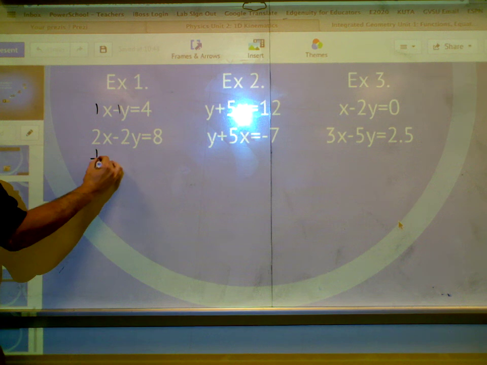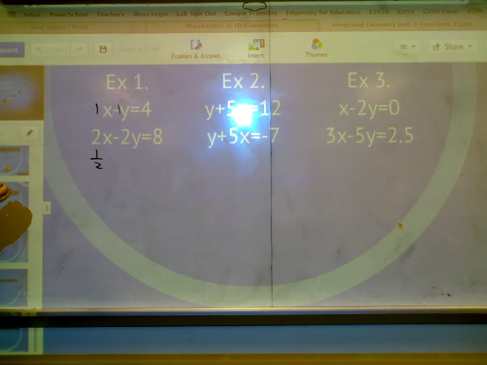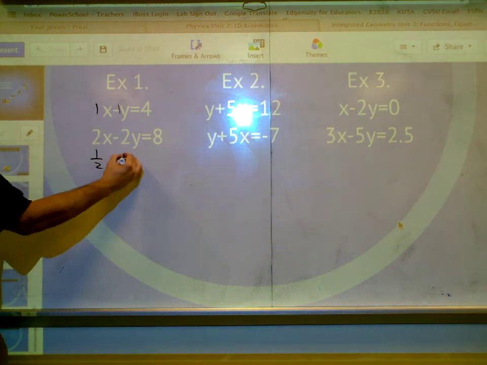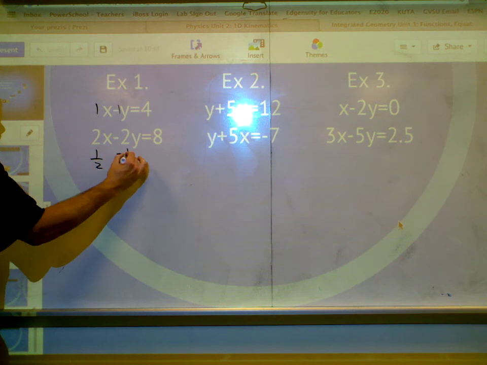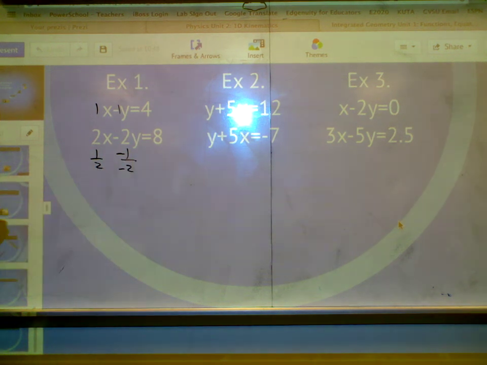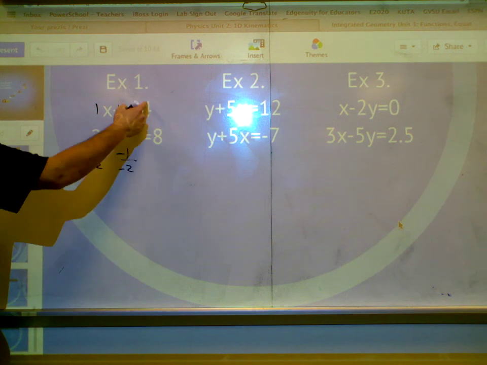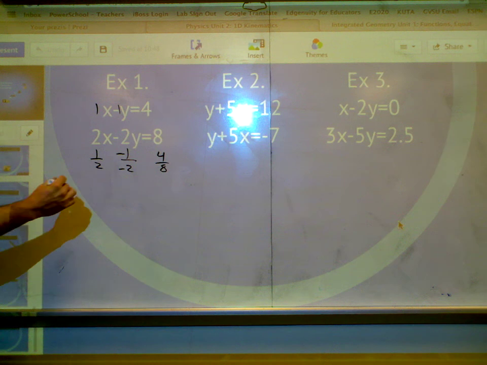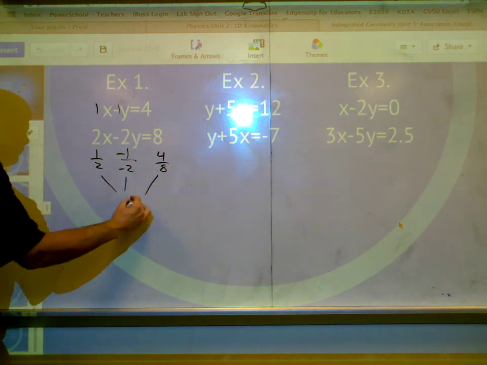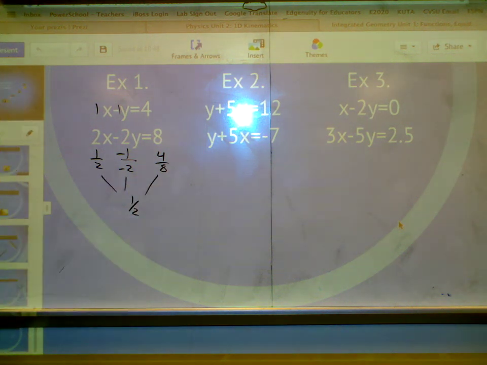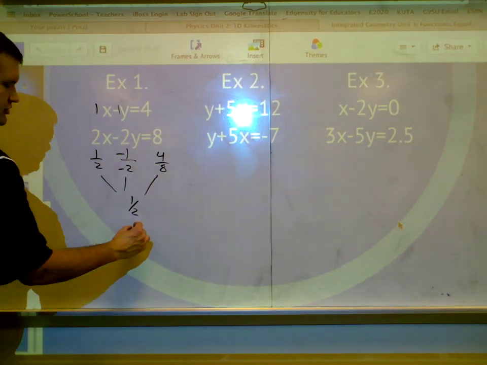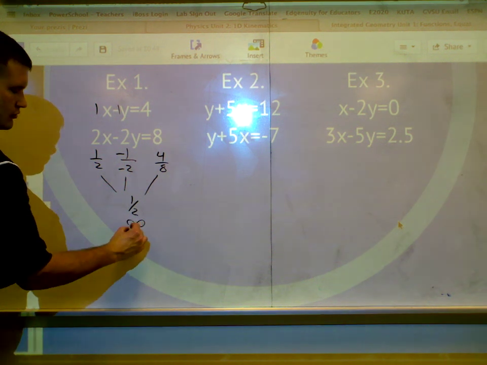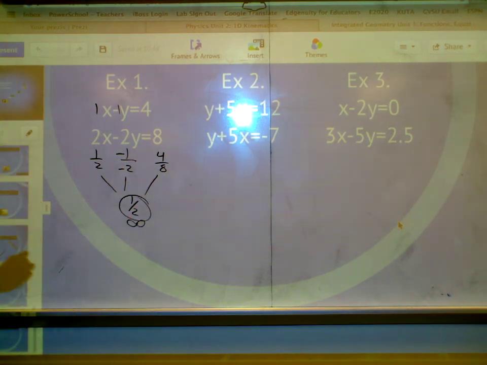Now, if I look at the ratio of my coefficients, which means ratio means divide, right? My x's I have 1 over 2, right? You guys see that? Yeah. My y's I have -1 over -2, right? My numbers have 4 over 8. Now these all reduce to 1/2. Since all those ratios are the same, that means infinite solutions.